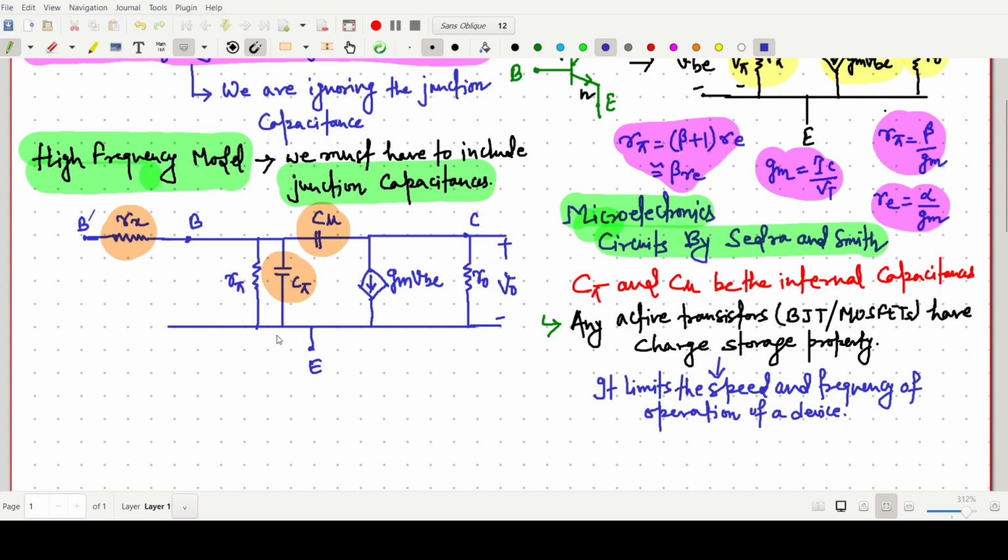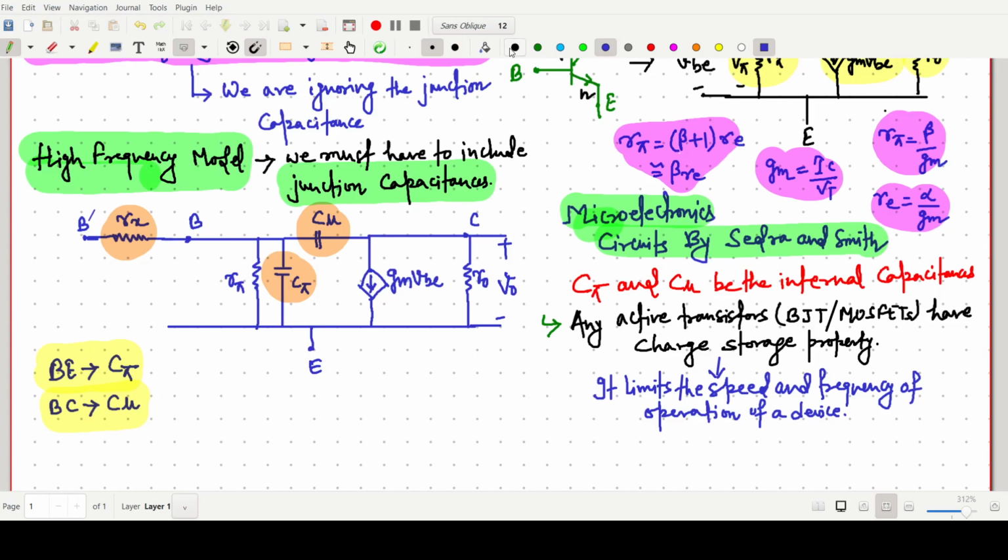the base and emitter. So in the base emitter junction there is a capacitance which is C pi, and in between the base and collector there is a capacitance, that is our C mu. That thing we will discuss in detail. In the base emitter, C pi, and base collector, C mu.